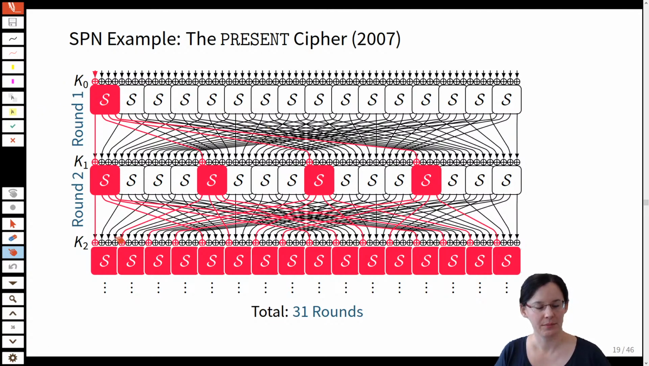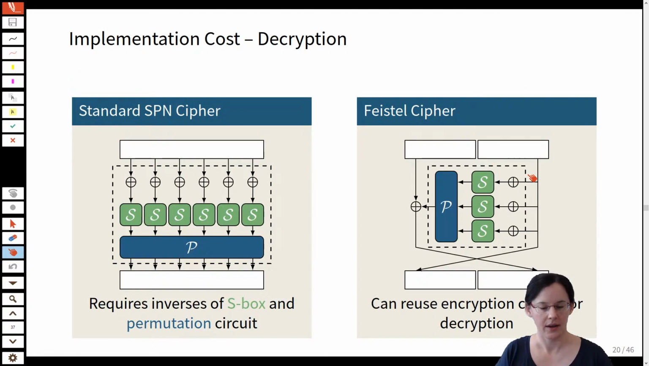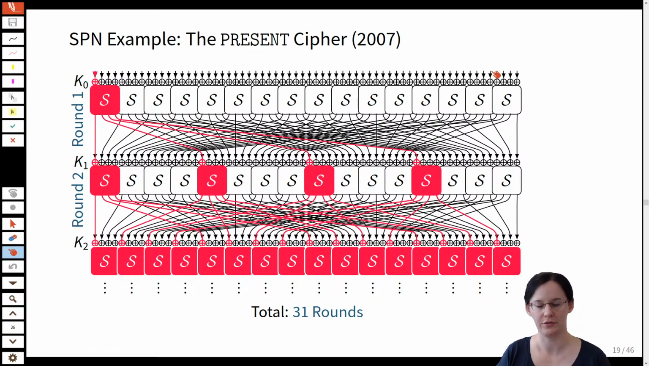Okay, so this is the concept of diffusion that we see here, and the confusion is going on inside the boxes and making sure that this dependency is not just there, but is actually complicated and statistically strong. Okay, now let's talk a bit about the cost of implementing such ciphers. So we've already seen now here the circuit of the encryption function. But the question is, what would the decryption function of this cipher look like?